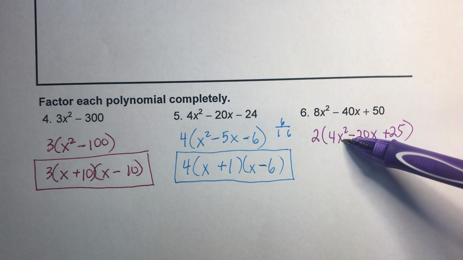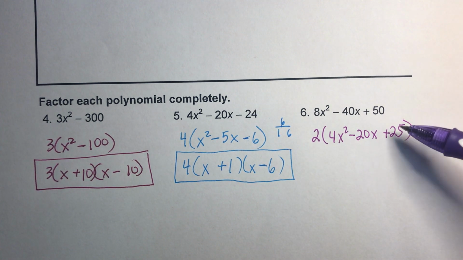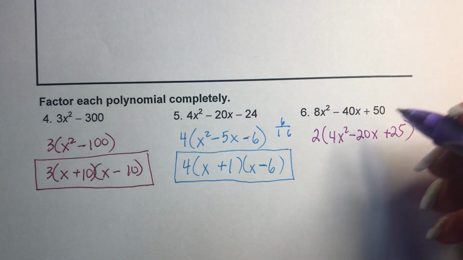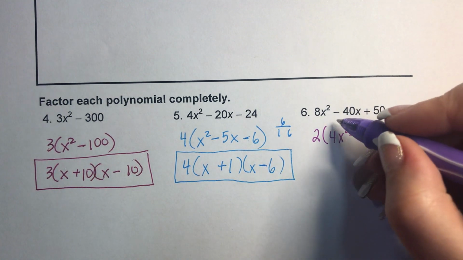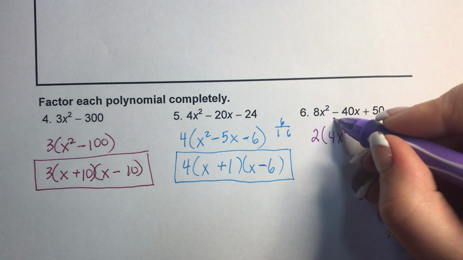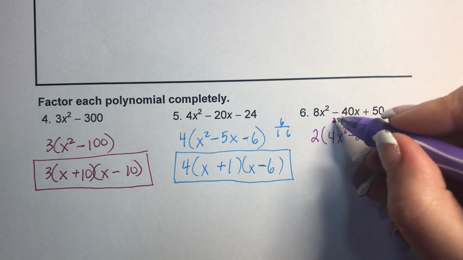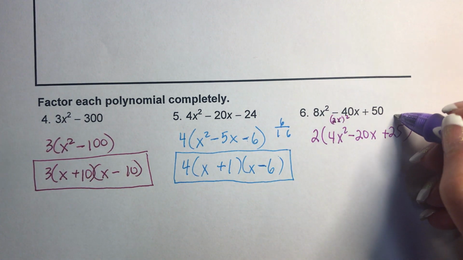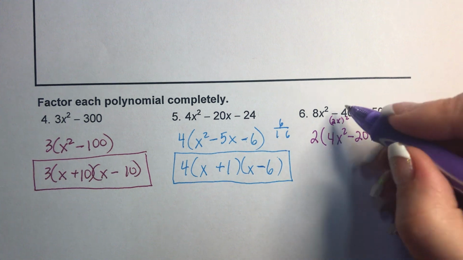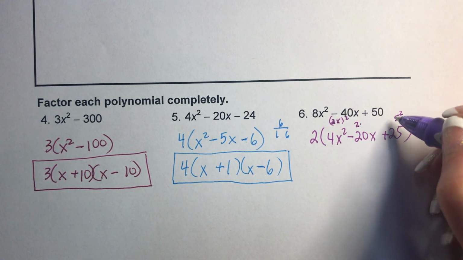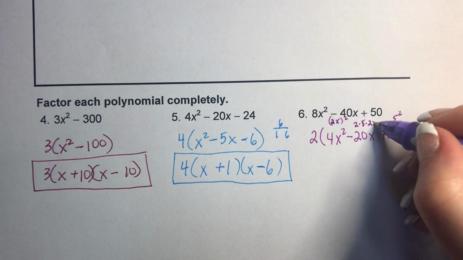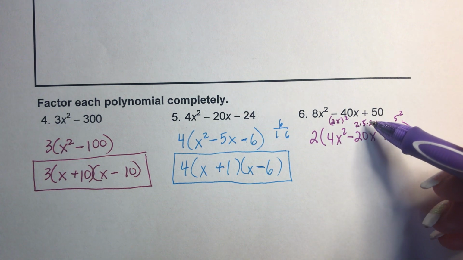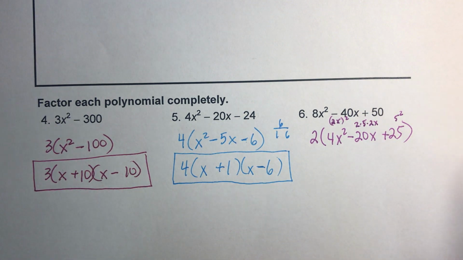Squared number, yes. Squared number, yes. Squared number, yes. Ooh, got to check this one, right? So what's this going to be? This is going to be 2x. I'm going to write on the top. This is 2x, squared. And this is the same as 5 squared. So this middle number is going to be 2 times 5 times 2x. So 2 times 5 is 10, times 2 is 20. So we got it. Woohoo!